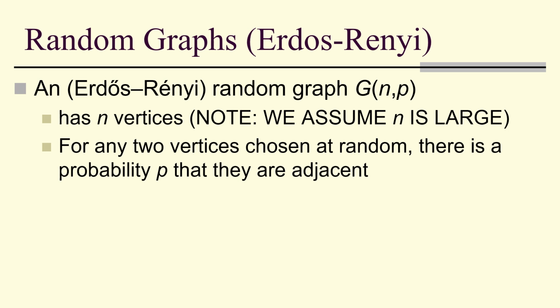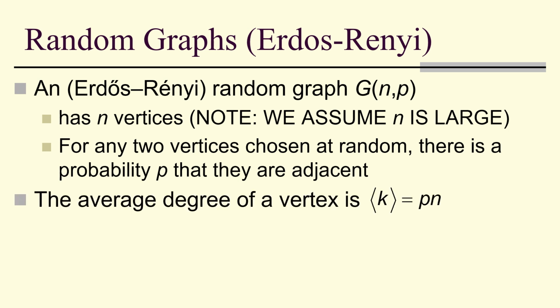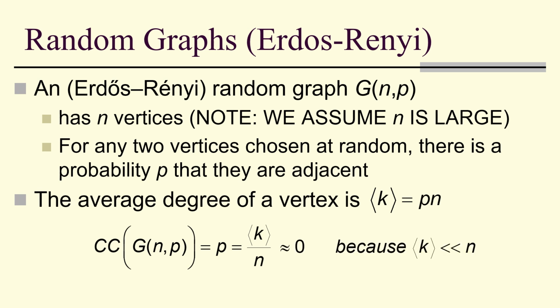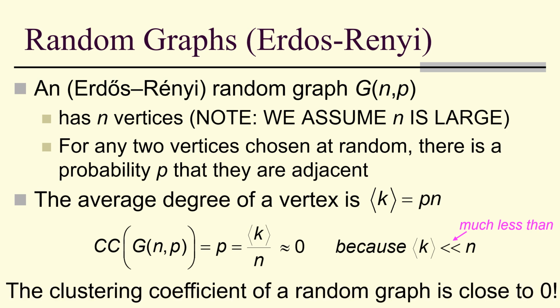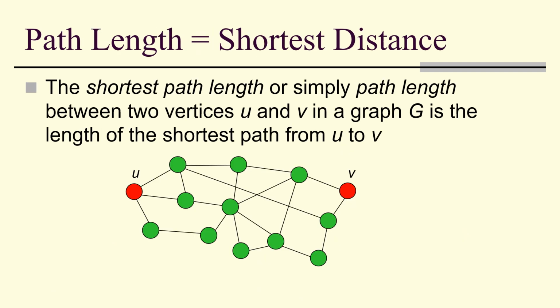Now let's go back to our Erdős-Rényi graphs. The average degree of a vertex is this bracket k, which is pn. The clustering coefficient is actually just the probability, which is k over n, which is approximately 0, because remember, n here is incredibly large, and so k is much less than n, that's the notation. So the clustering coefficient of a random graph is close to 0.